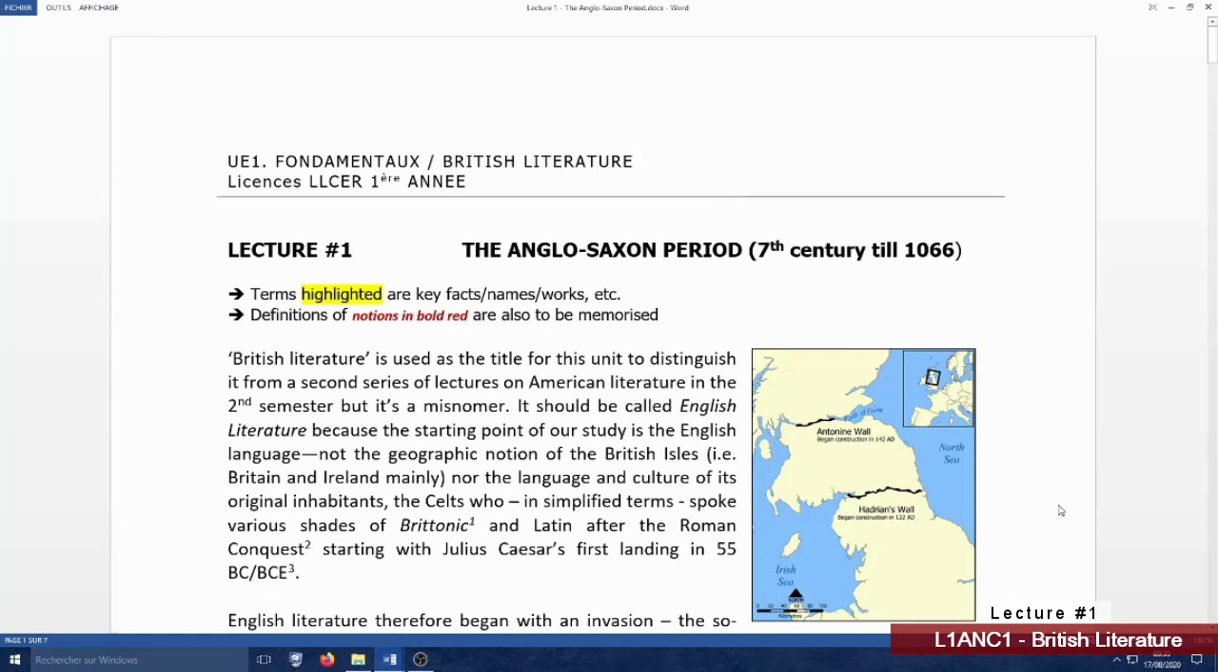In the notes, you will also find terms highlighted in yellow because not everything is of the same importance. These yellow highlights are for key dates, names, facts, that sort of thing. You will also find a number of notions in red, bold red. These are usually words or phrases with a definition you should really memorize because this might form the subject for 1 or 2 questions in the written exam at the end of the semester. But now, let's begin.